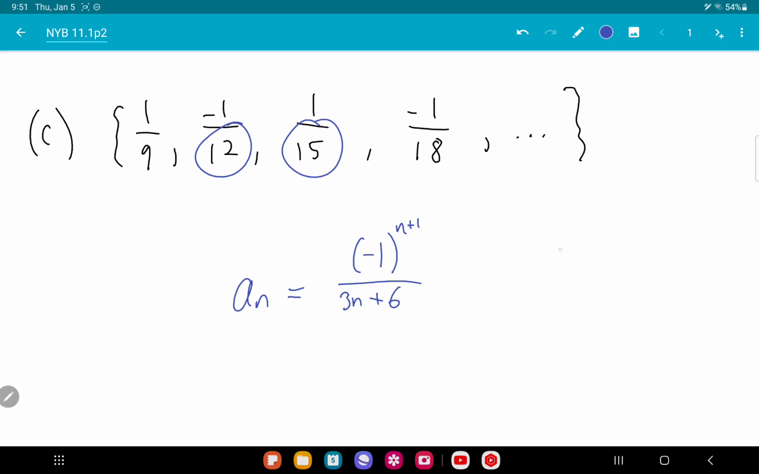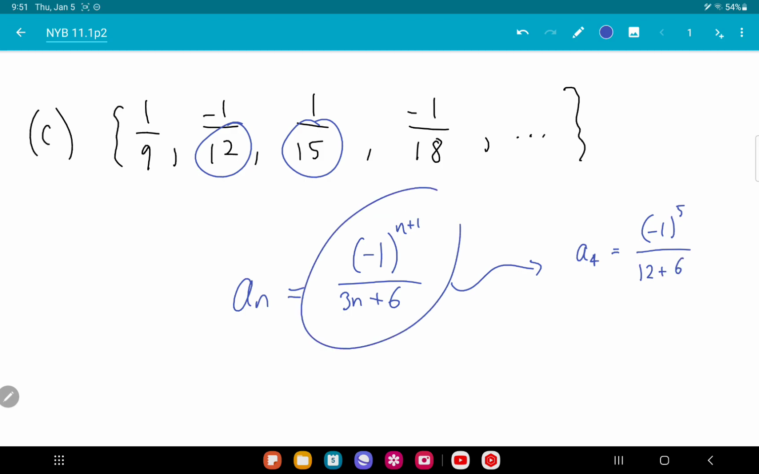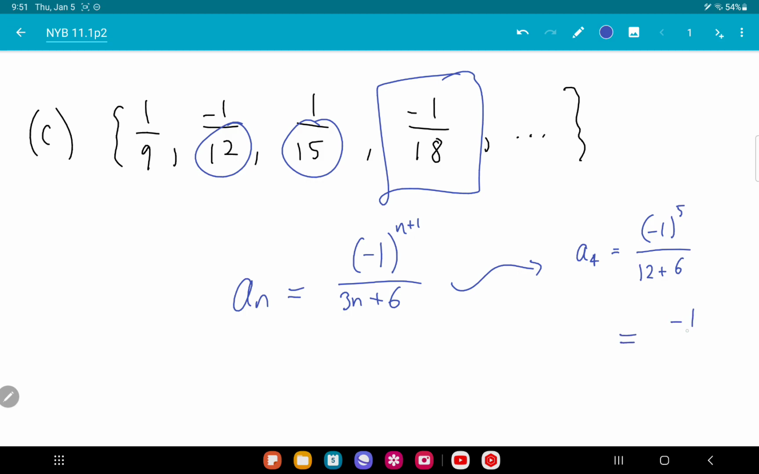Maybe a further check will be appropriate. So if I try n equals 4 here, I get -1 to the 5, and I get 15, 12 plus 6. So I'm taking my proposed expression here, plugging in n equals 4, and I'm hoping that I do get this rectangle here. And thankfully, I do.